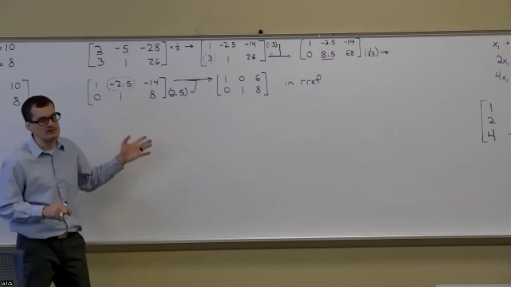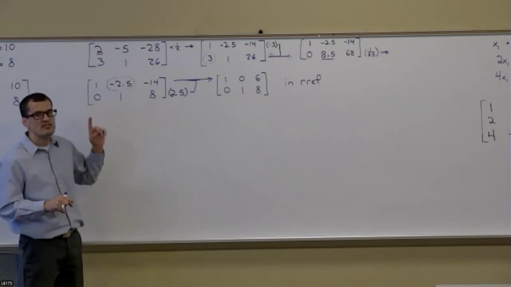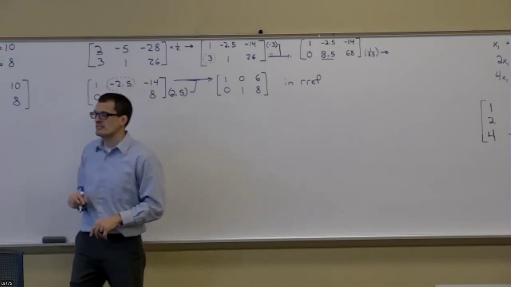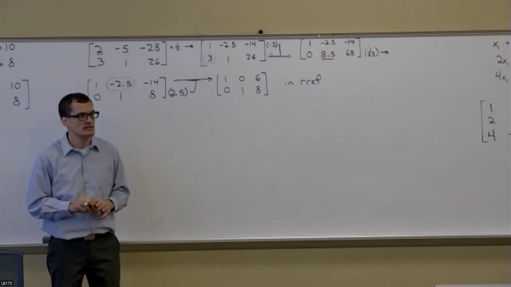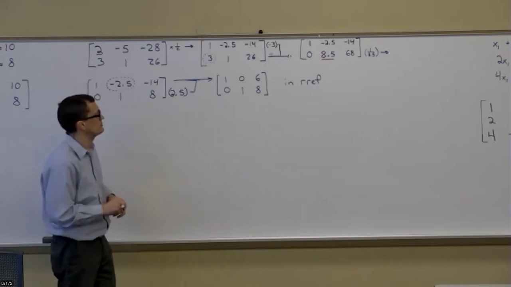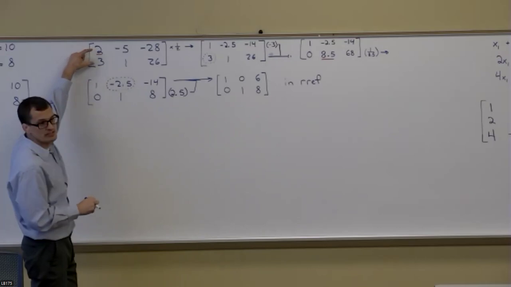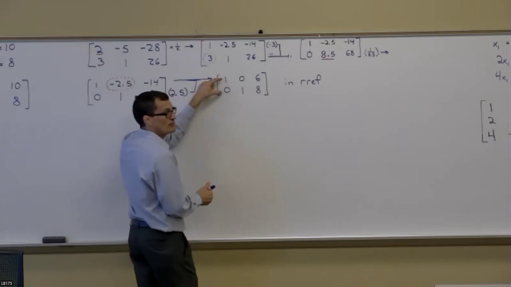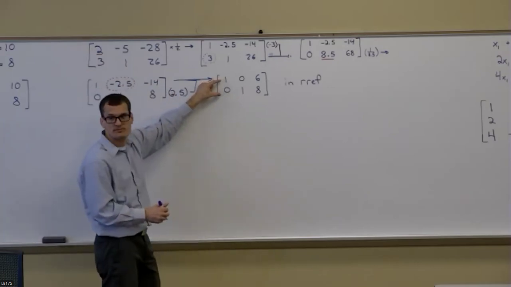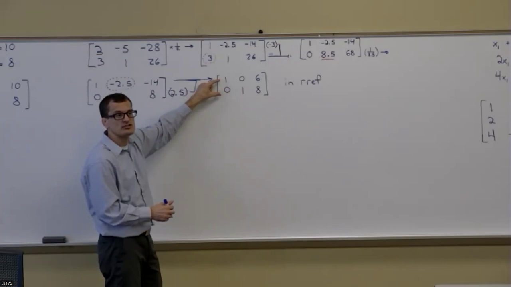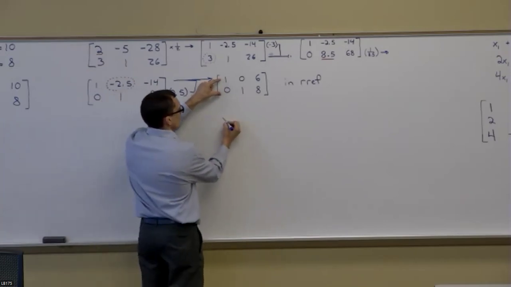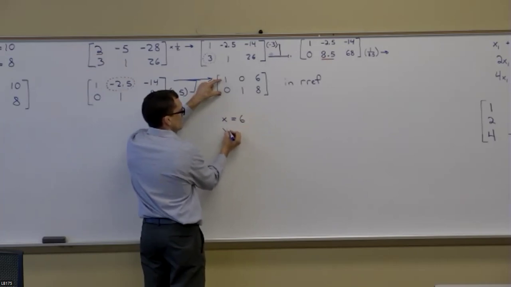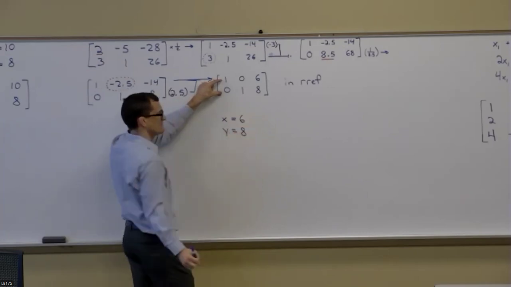Now, before I get off of this example, think about what this would mean if this were a system of linear equations. If this were a system of linear equations, it's saying these equations that are represented here have the same solution as the equations that are represented here. And the equations that are represented there are just 1x plus 0y is equal to 6. And 0x plus y is equal to 8.